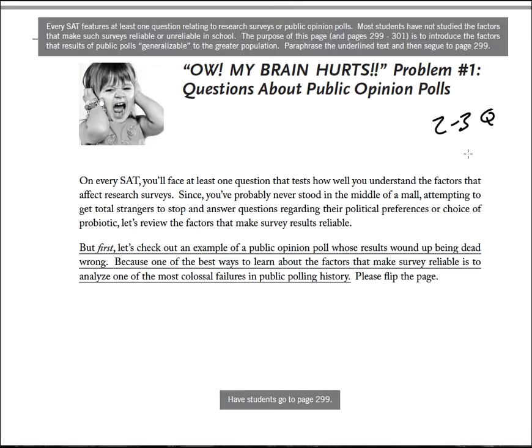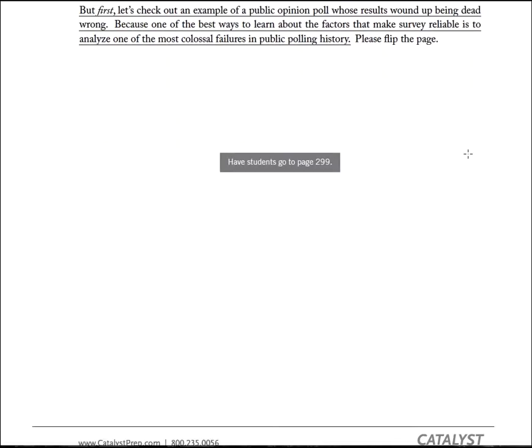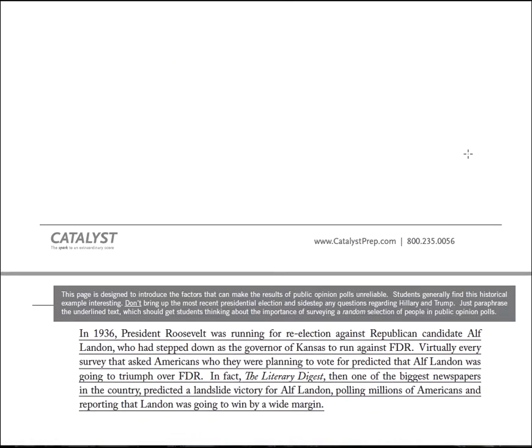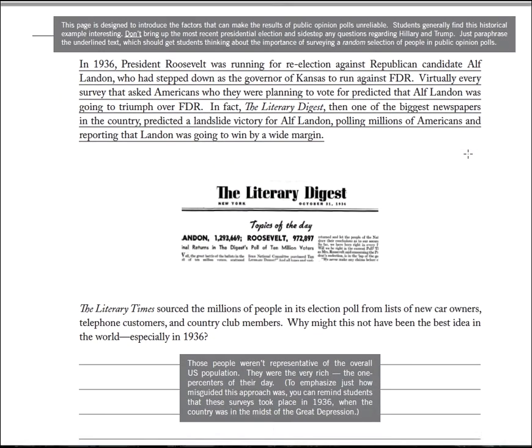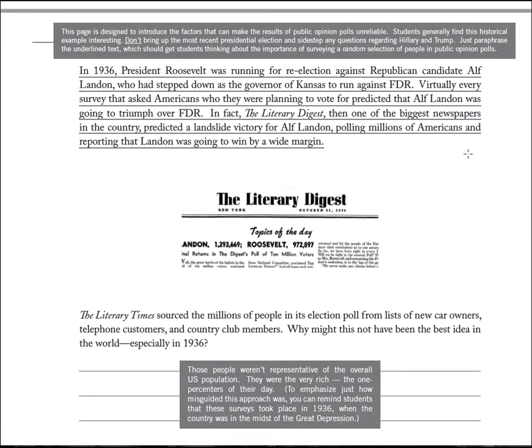So before we dive in and show you an example of an SAT question relating to that, I want to talk to you about a historical example of one of the biggest blunders in polling history, based on a presidential election. What you're going to be doing for these pages is a lot of paraphrasing. This is not meant to be humorous, but this always gets students' attention. It's a really good historical example that teaches them about the various factors that can make public polls unreliable.